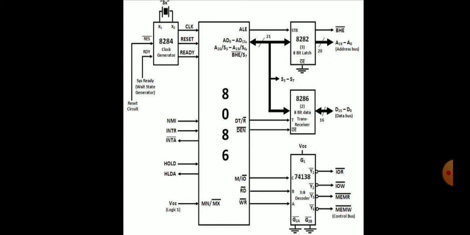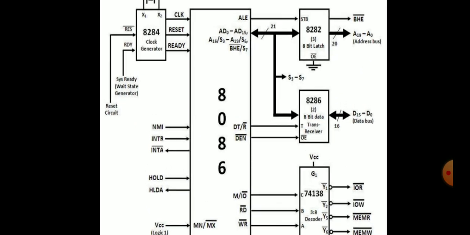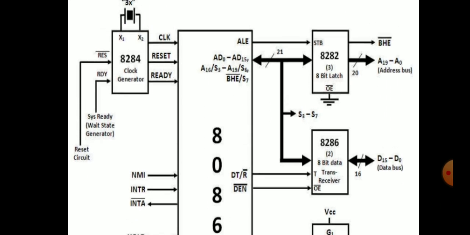8086 takes 4 clock cycles in order to carry out any read or write operation, as the AD0 to AD15 and A16/S3 to A19/S6 lines are multiplexed. In the first clock cycle of a read or write operation, address gets passed through these lines, whereas in the next 3 cycles the lines carry data.